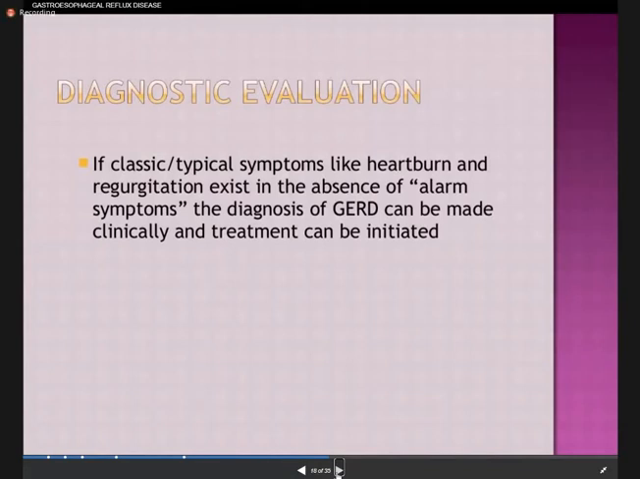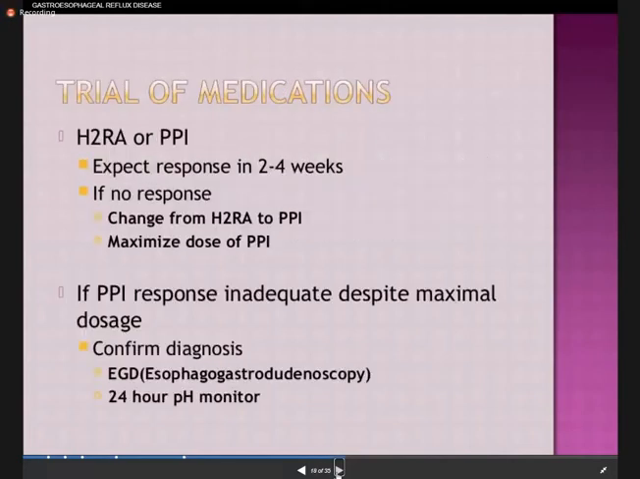And the symptoms, they resolve within 4 to 6 weeks. This is the diagnostic test that this patient had gastroesophageal reflux disease. But the prerequisite is that there should not be any alarm symptoms. Trial of medications, these are basically the H2 receptor antagonist or the proton pump inhibitors. Expect response in around 2 to 4 weeks.